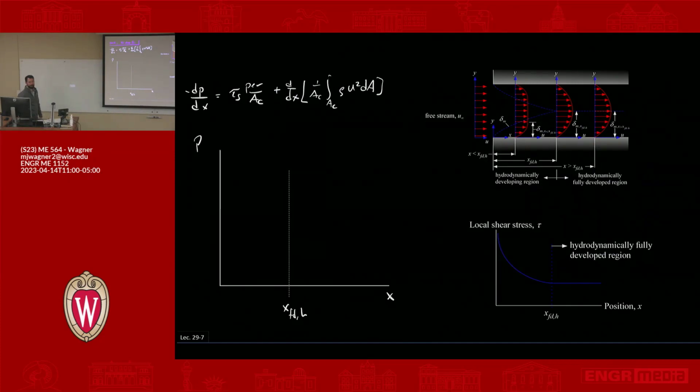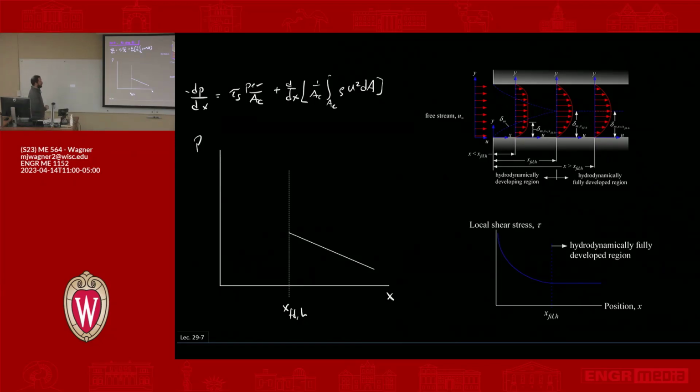Anybody know? I hear whispers. So okay, we have d dx of something. We're fully developed, right? So fully developed means it's not changing. It goes away. So that last term is going to go away. So what does that tell us? That tells us dP dx is a constant. Right? Okay, so a constant dP dx would look something like, let's say, this.